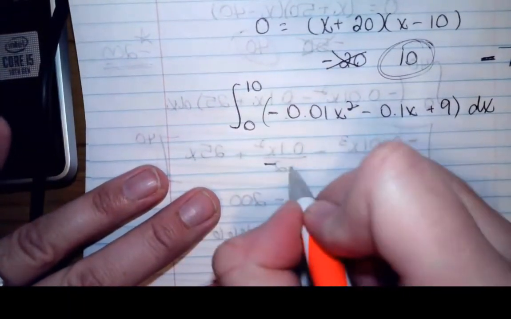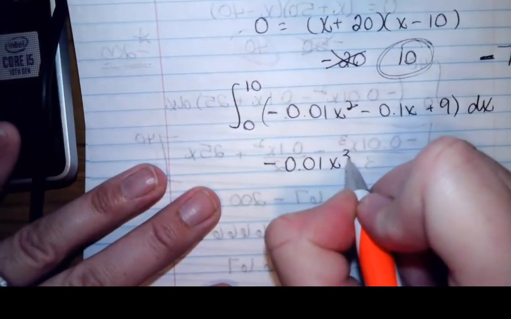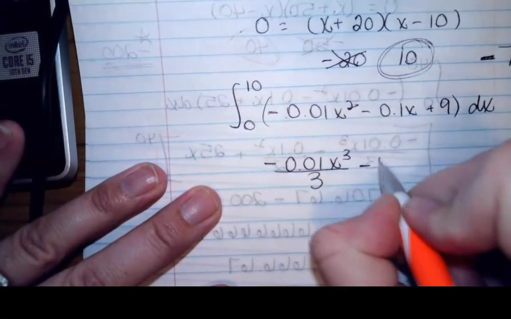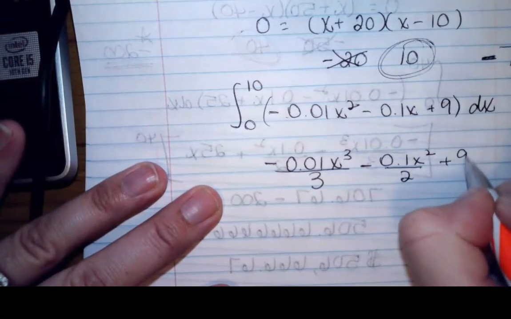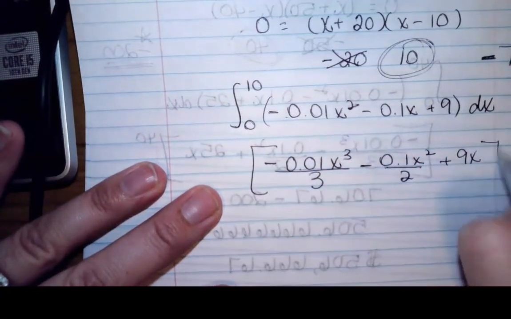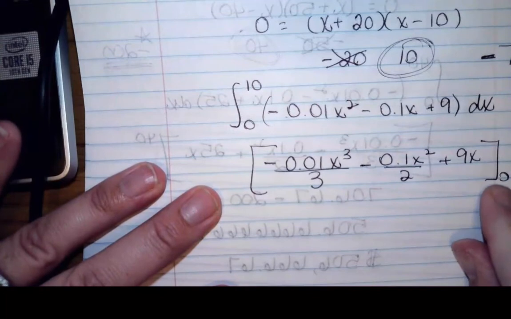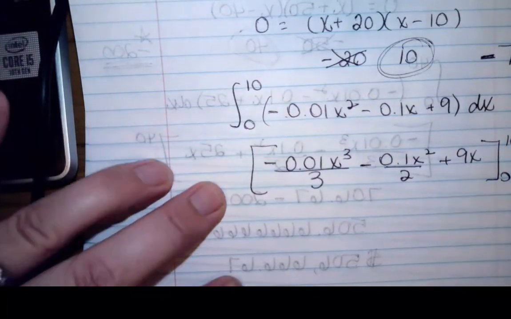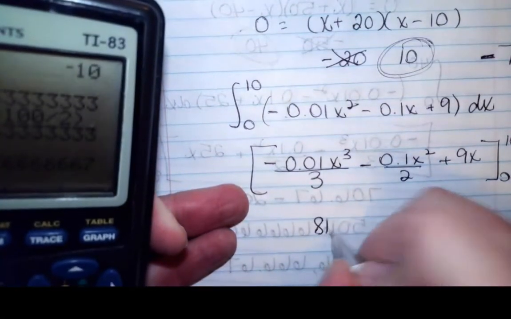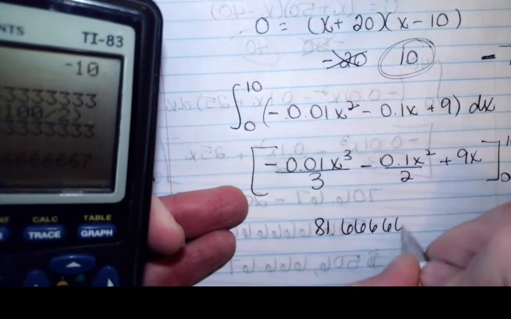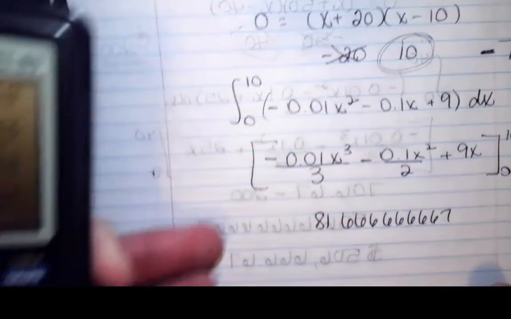So when I integrate, I've got 0.01x to the third over 3 minus 0.1x squared over 2 plus 9x. The good news is when we evaluate at 0, everything's going to zero out. So I just need to throw some 10s in here. And again, I'm going to pause while I do this part on the calculator. All right, so when I did that in my calculator, I got 0.66666, which is a whole bunch of sixes and a 7. Okay.